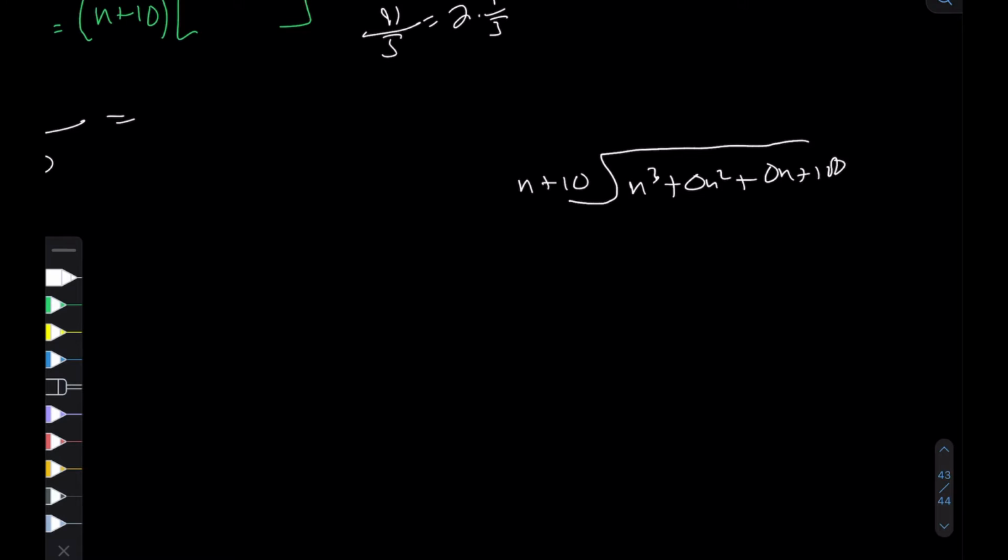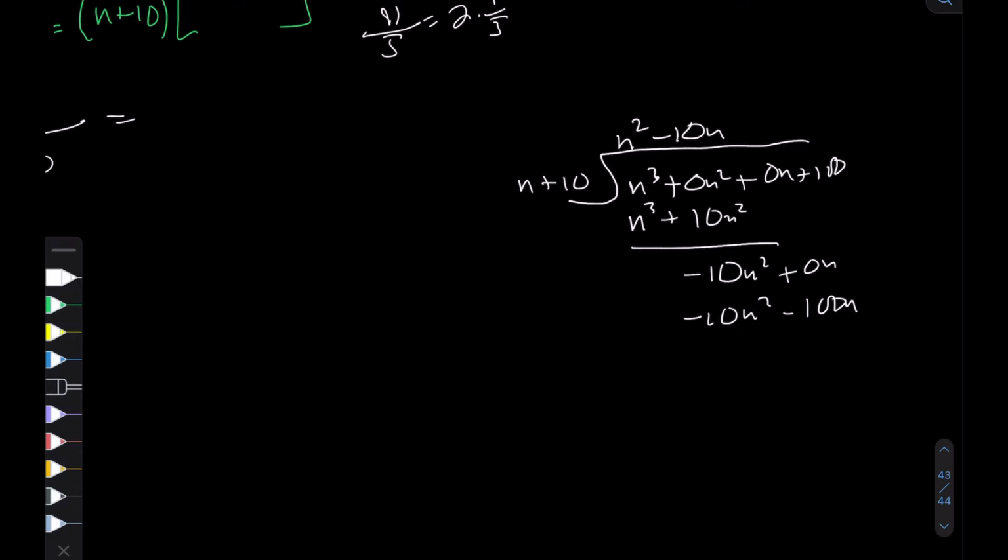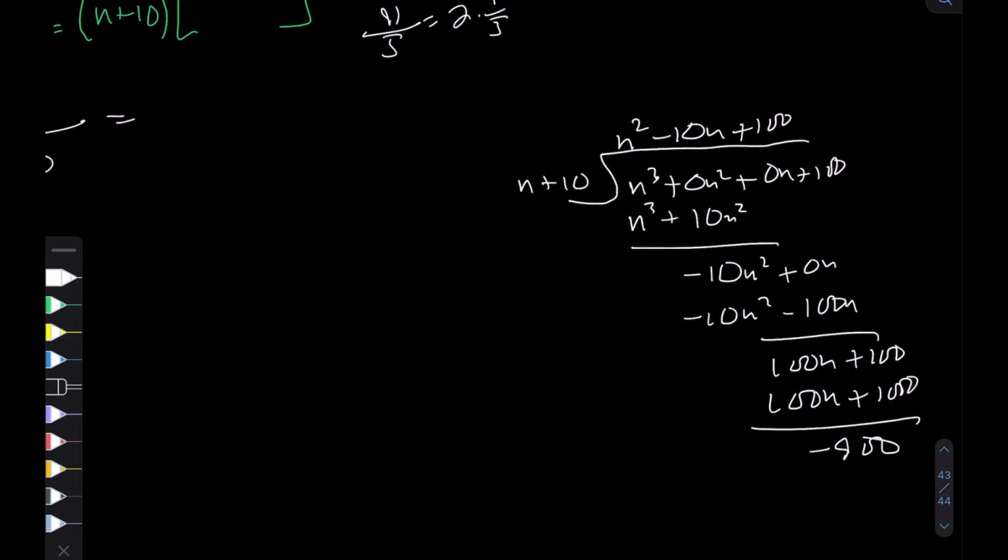In order to cancel out the n cubed, we need to multiply by n squared. This gives n cubed plus 10n squared, leaving negative 10n squared. Then we multiply by negative 10n to give negative 10n squared minus 100n, leaving 100n plus 100. Now we want to cancel out the n, so we multiply by 100 to give 100n plus 1000, and this leaves a remainder of negative 900.